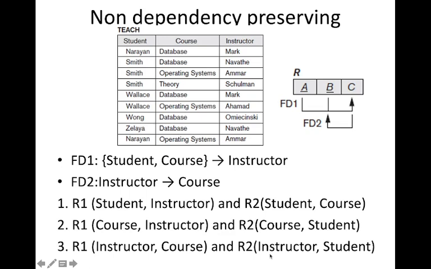So we have already seen this example when we learned BCNF. All these relations are in BCNF. But in all these relations, the functional dependency student, course to instructor is lost in all these decompositions, because student and course are in two different tables. So this functional dependency FD1 is lost in all these decompositions.